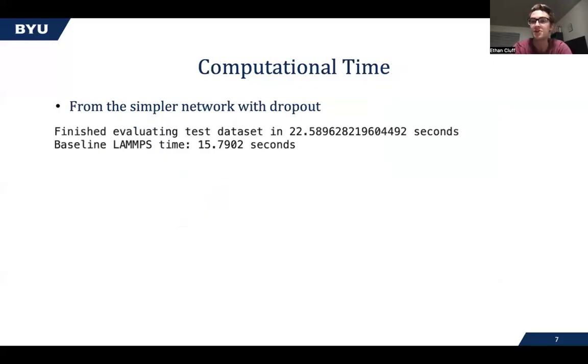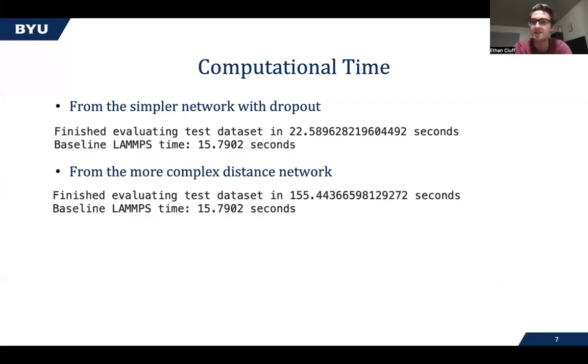So in terms of computational time, did we get those time savings we were hoping for? And the answer is almost, right? On the simpler network with dropout, the one that performed the best, it took 22.5 seconds to run a simulation of 1,000 time steps, 1 picosecond. And the baseline time for LAMMPS was 15.79 seconds. So it's comparable, and perhaps with some improvements in architecture, smaller layers, you could get it below that LAMMPS time, but you lose some in terms of accuracy of your model.